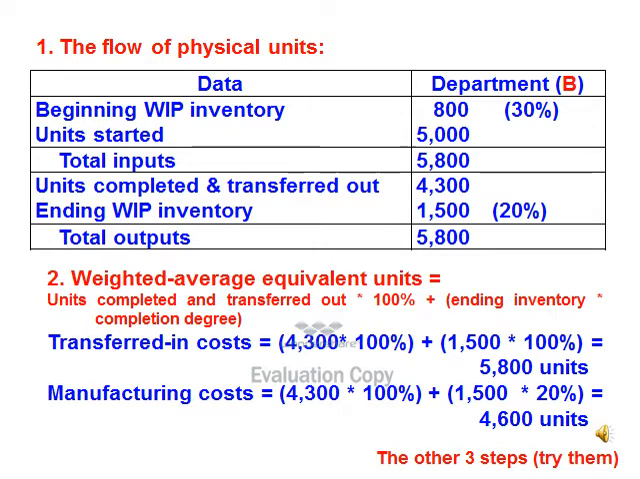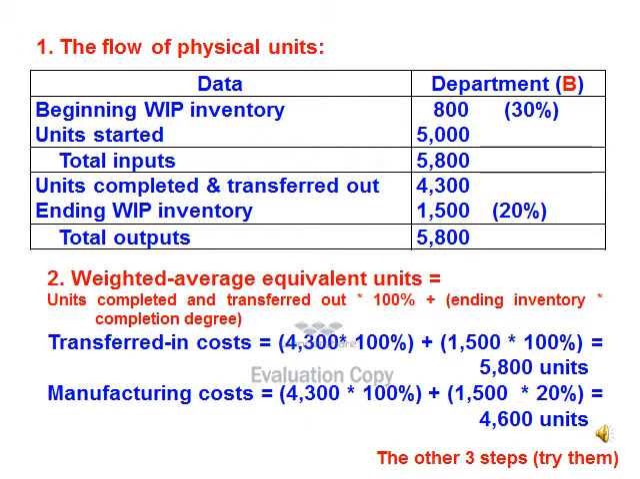To solve this example, the first step is preparing the flow of physical units that consists of two parts: inputs and outputs. Inputs are beginning inventory 800 units, between brackets 30% completion degree, plus units started 5,000. Total inputs equal 5,800 units.